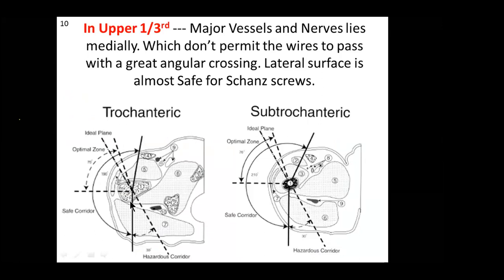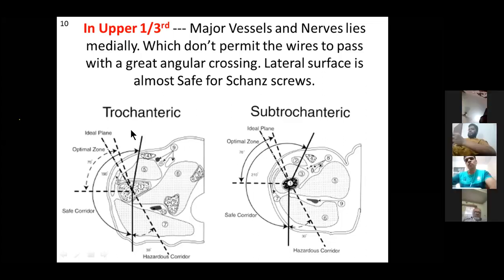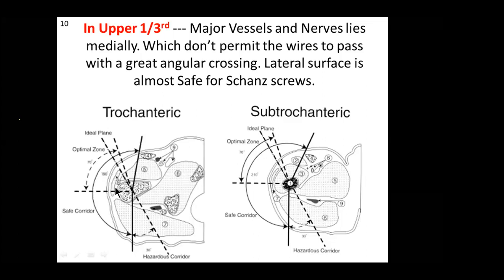In the trochanteric region, this is the femur, the trochanter, and from here to here is the safe corridor, and you can place wires. But it is cumbersome to place wires, so it is safe for the Schanz screws. This is also the subtrochanteric region. The angle is a little bit more than in the trochanteric region, and this is the safe zone.